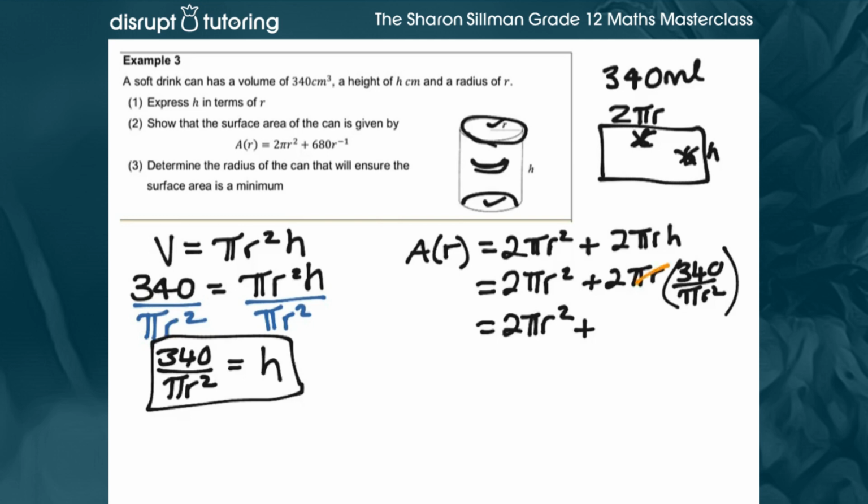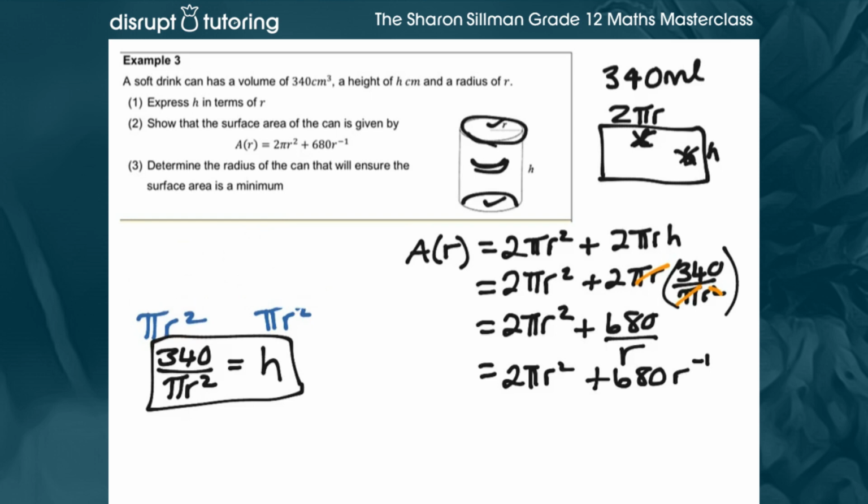First of all, we've got our pi r, simplifying with that pi in one of those r's. And then we've got 2 multiplied by 340 at the top and an r left at the bottom. So all we have to do to show that it looks like the one in the question is use our exponent laws to bring the r into the numerator position. So we now have the surface area formula.